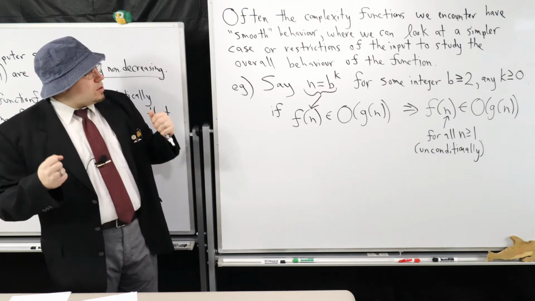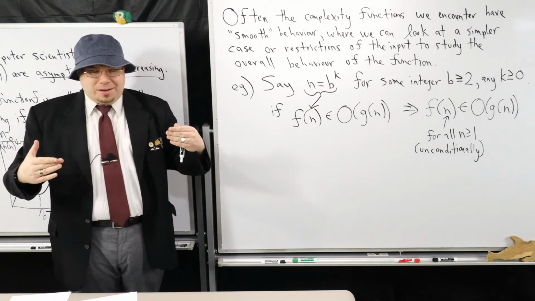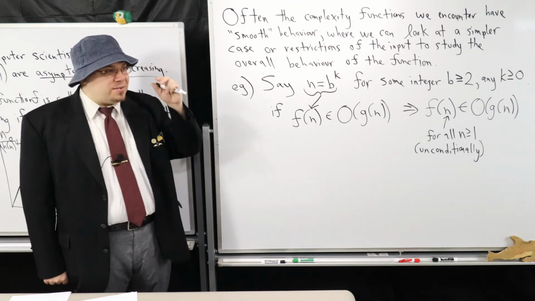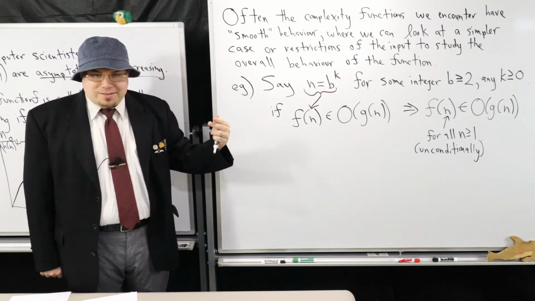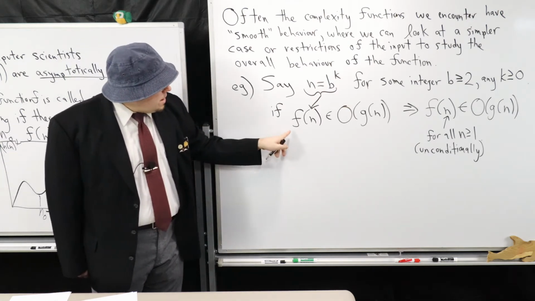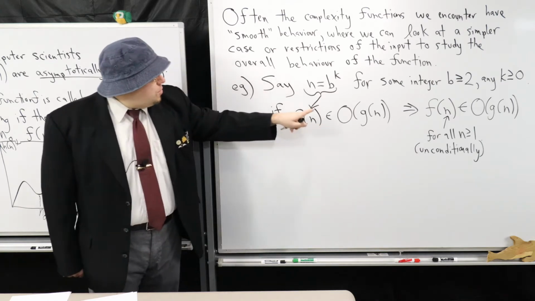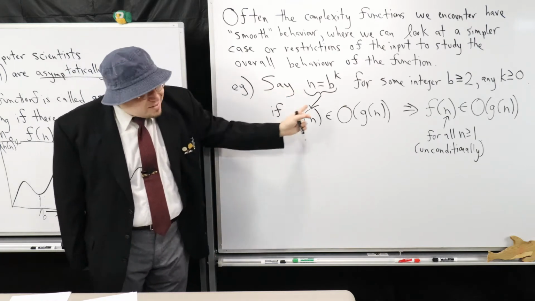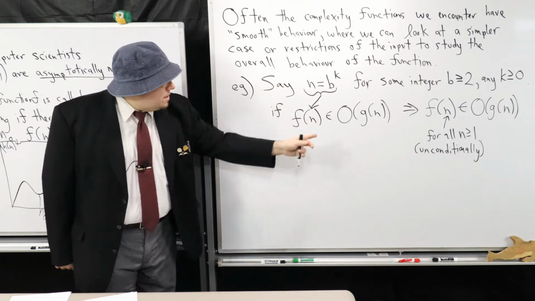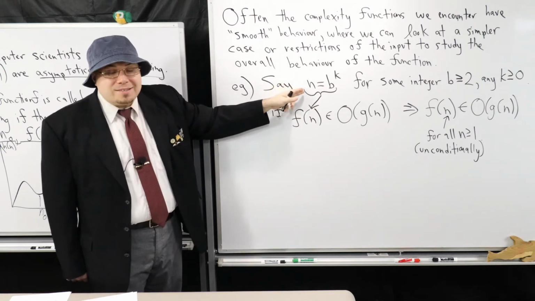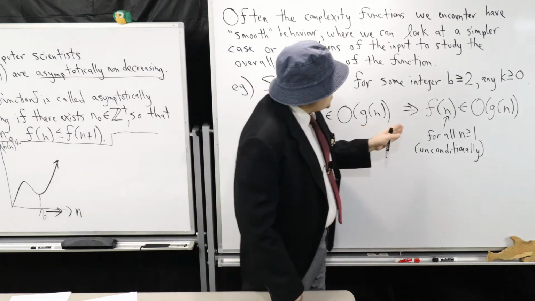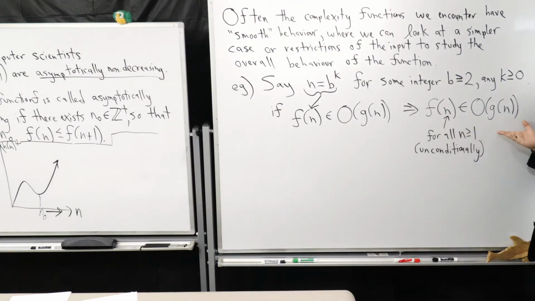So if a function is so-called smooth, I want to be able to do the following. The goal is that I'm studying asymptotically non-decreasing functions. Say f is one of these. My goal is, if I know f is big O of g when n is, for example, a power of b, I want to have some simple set of conditions that allow me to say that if this is true for these particular n, then I can say something about the overall unconditional asymptotic behavior of the function for all n.